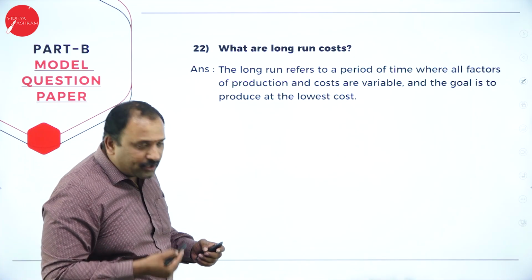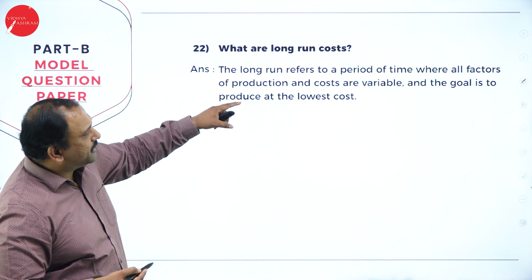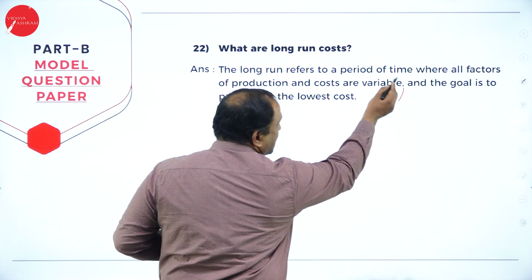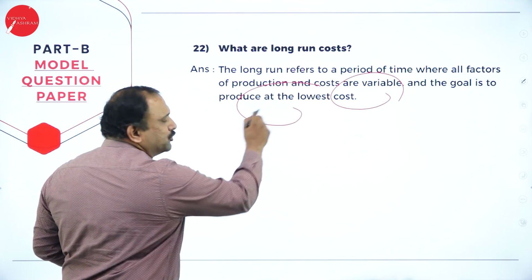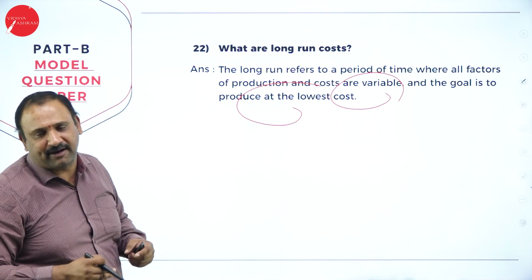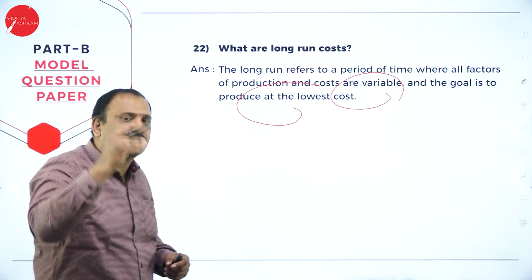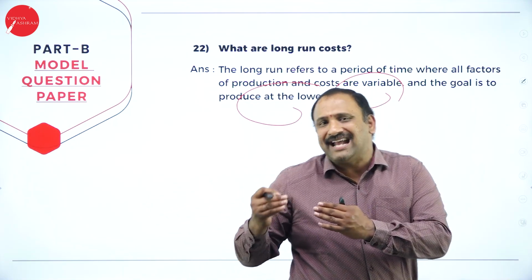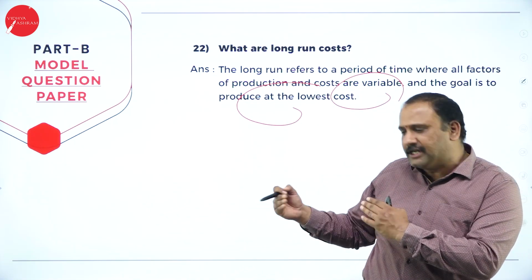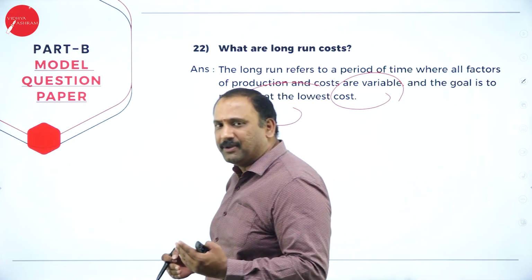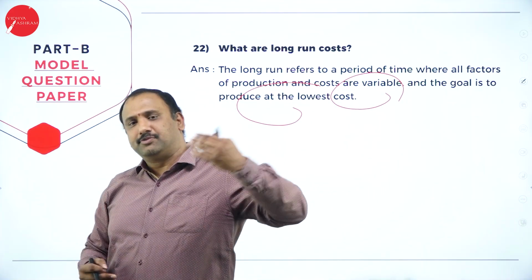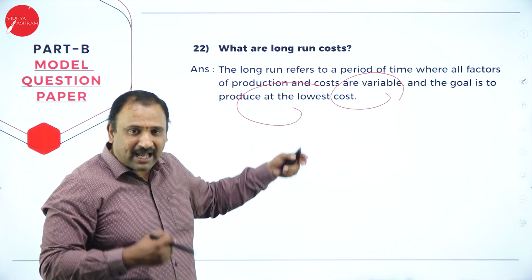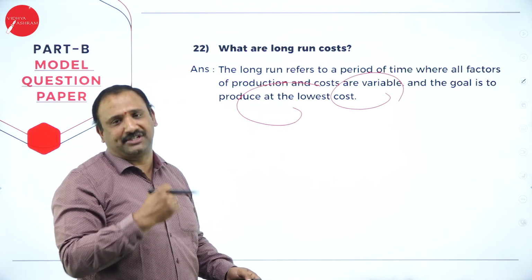Followed by what is long run cost. So when you're talking about long run, it is a period where all factors of production and cost are variable, the goal is to produce at the lowest cost as far as possible. So when you're talking about the long run, that means the production can happen for more than a particular period altogether. That means it's not going to be within a year. I'm going to talk about productions which can happen for years together. So at that point of time, the costs are variable and the goal is to produce at the lowest cost.